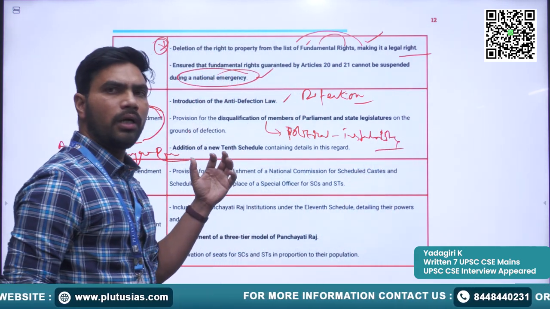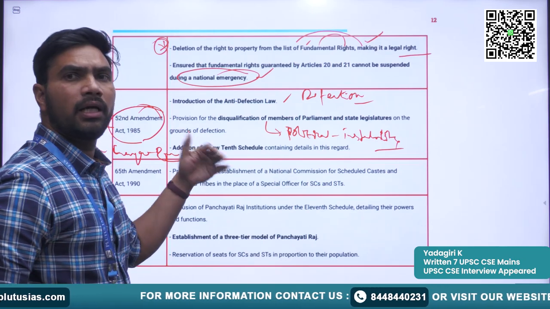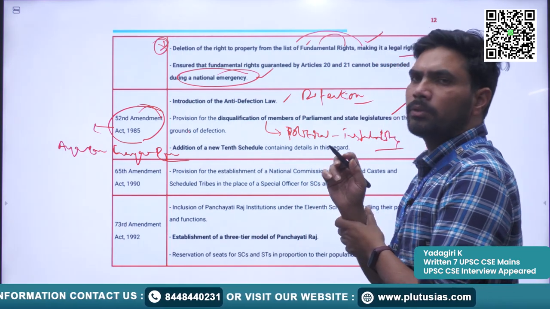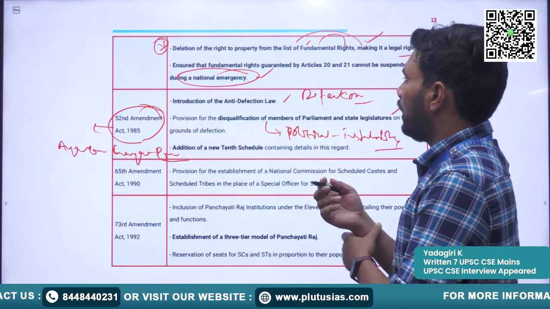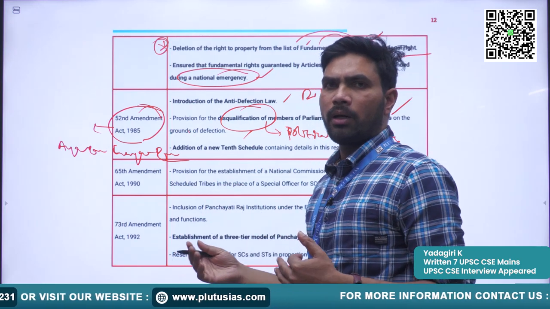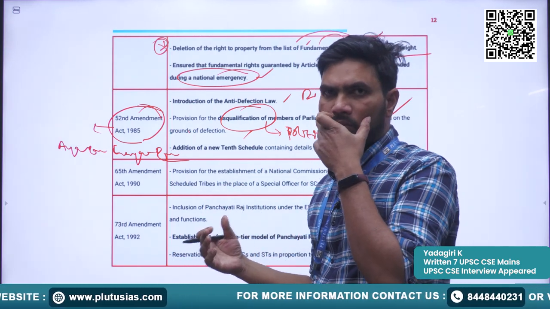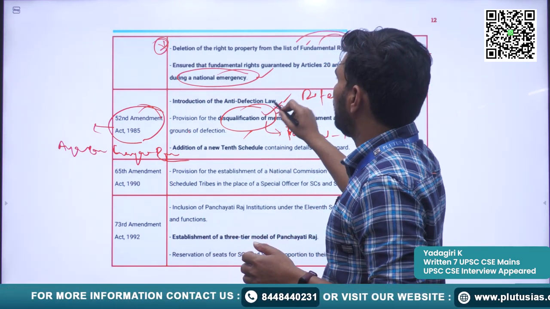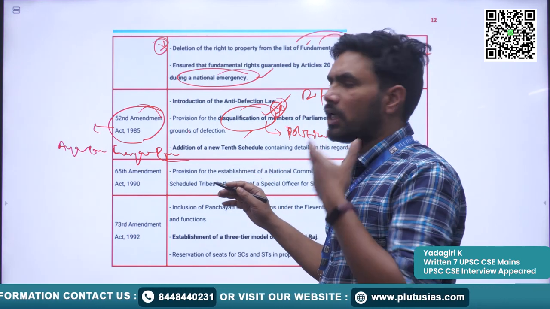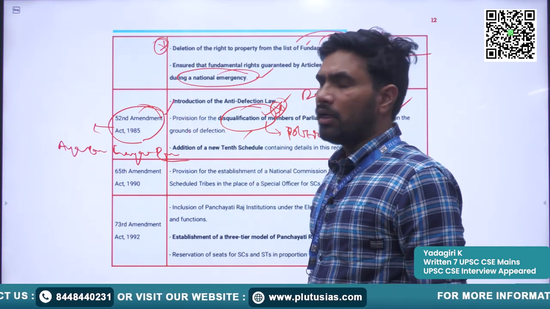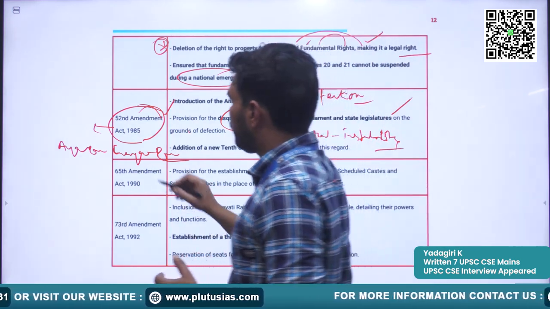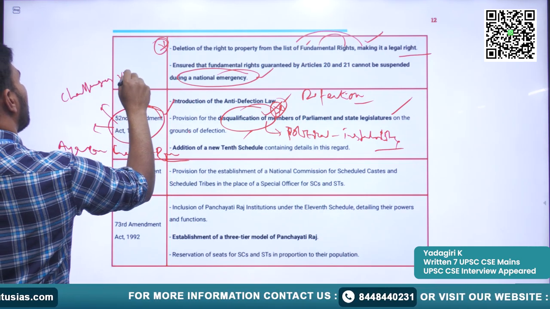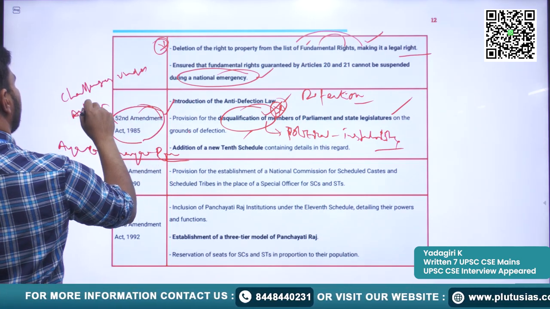Right. So to prevent defection by legislators, the anti-defection law was brought in. If members belonging to one party defect to another party, their membership will be disqualified under the particular act. So this change has been brought in through the 52nd Amendment Act. When we discuss the main topics, we will discuss the challenges under the Anti-Defection Act.